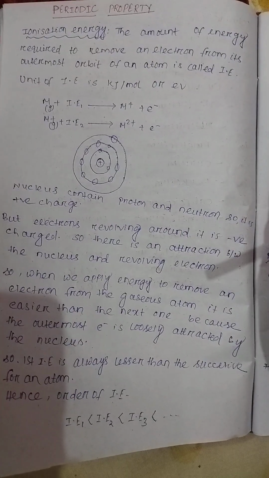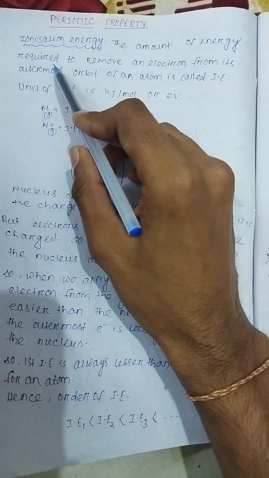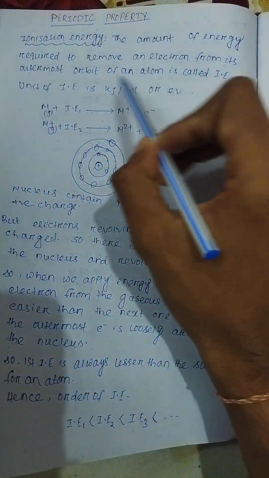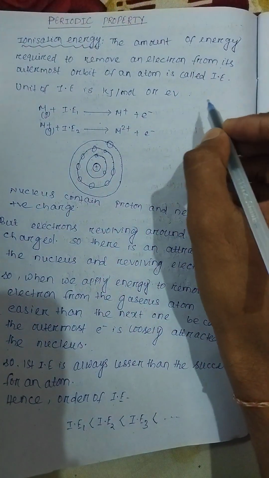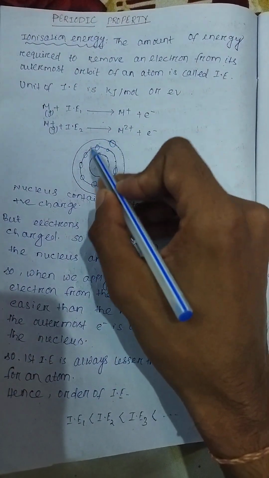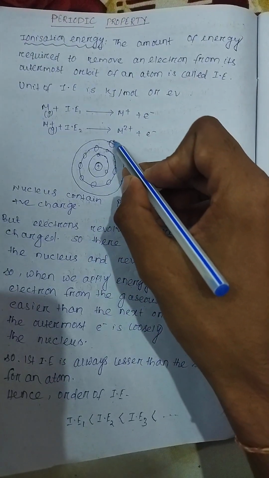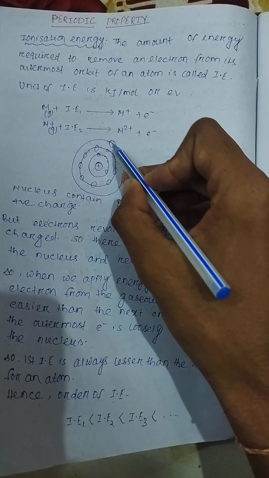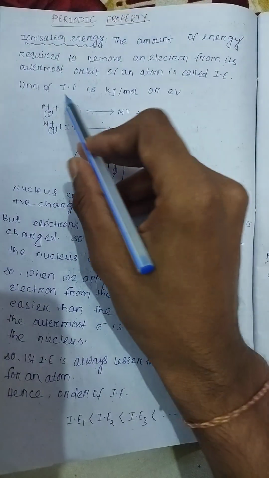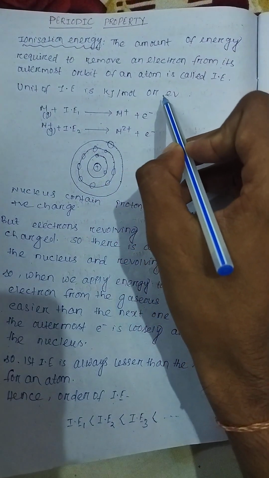So let's start. First, ionization energy. We know the amount of energy required to remove an electron from the outermost orbit of an atom is called ionization energy. That means the energy required to remove this electron from this orbit is ionization energy. The unit of ionization energy is kilojoule per mole or simply electron volt.